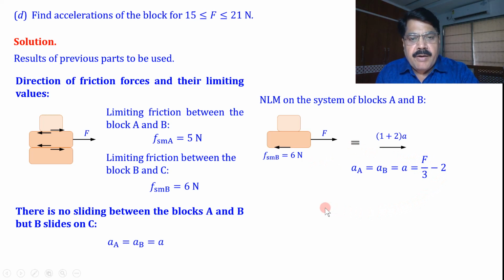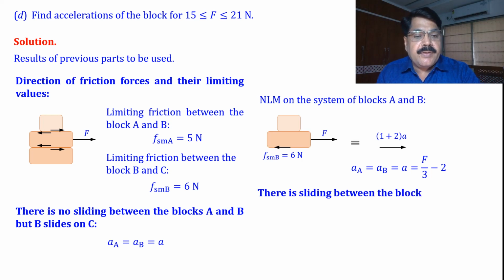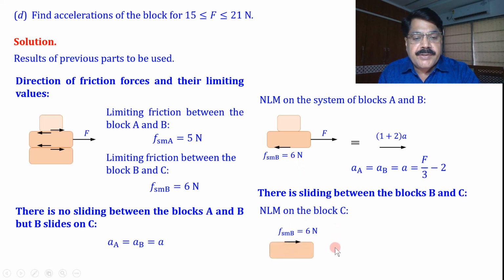So that is the result here. Now we want to calculate the acceleration of block C. There is sliding between the blocks B and C, so block C has to be taken individually. NLM on block C: only this force is acting in the forward direction. So FSMB in the forward direction is equal to mass of C into a_C. So a_C is a constant 3 meter per second square. So this part has also been clearly completed.